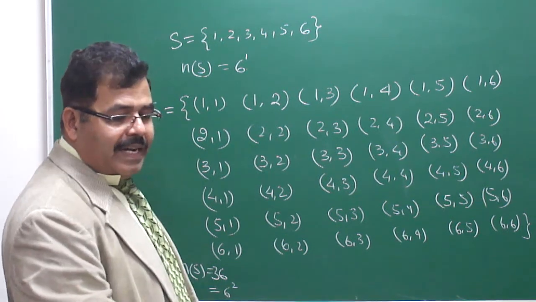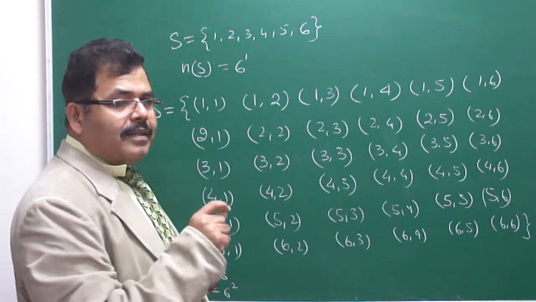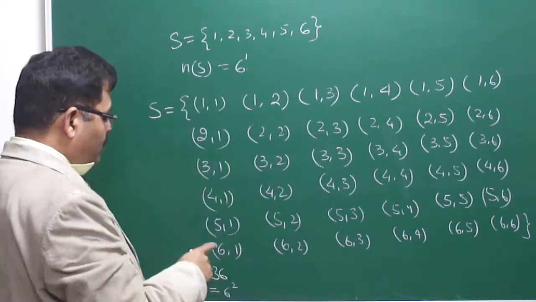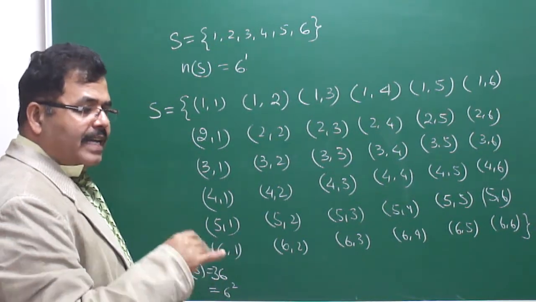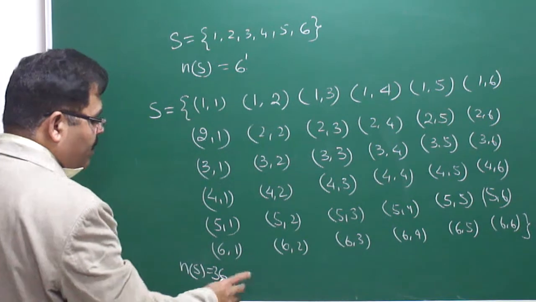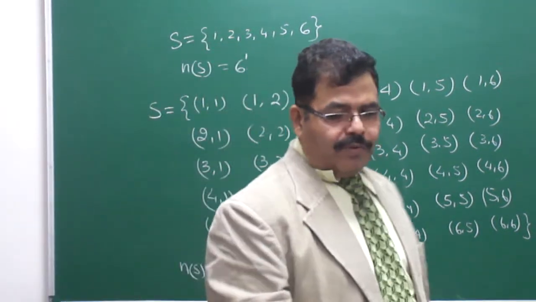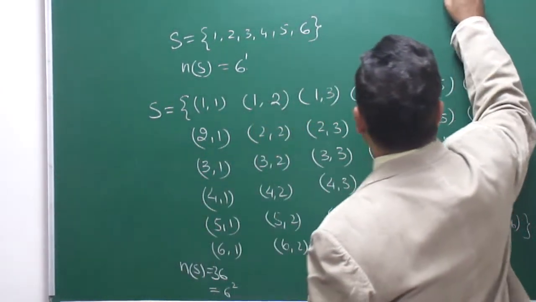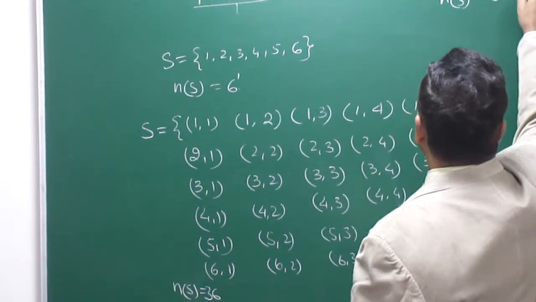That means it is coming in a similar pattern. If one dice is thrown once, 6 to the power 1. If one dice is thrown twice, or two dice are thrown together, then the total number of outcomes will be 6 squared. And if three dice are thrown together or one dice is thrown thrice, then the total number of outcomes will also be 6 cubed in the same pattern. That is 216 outcomes.